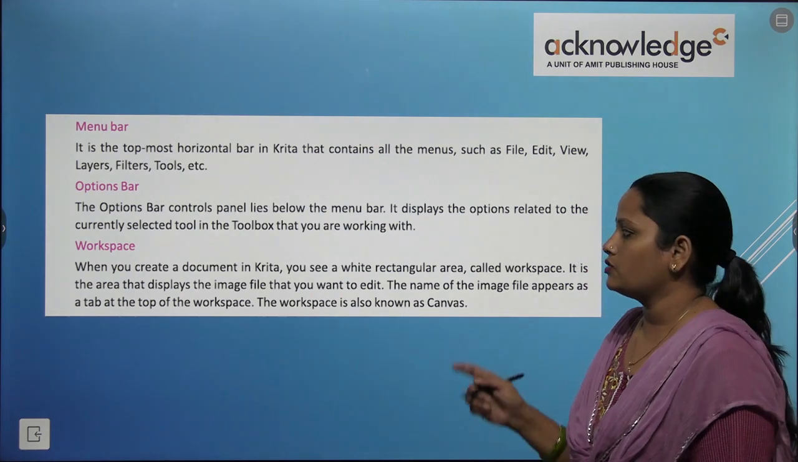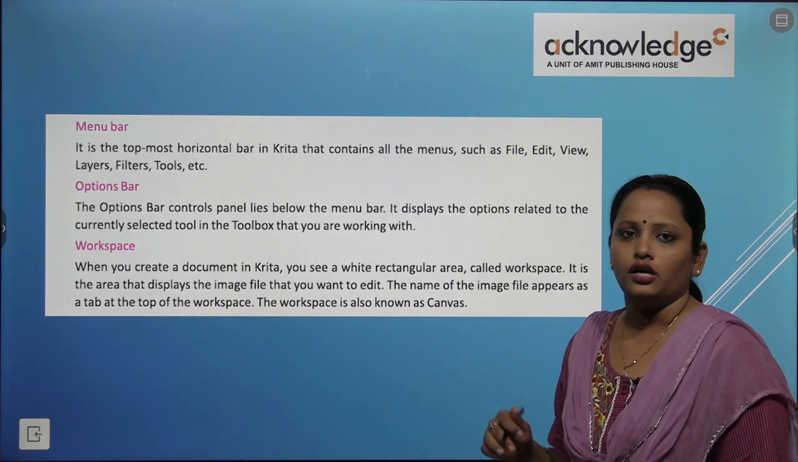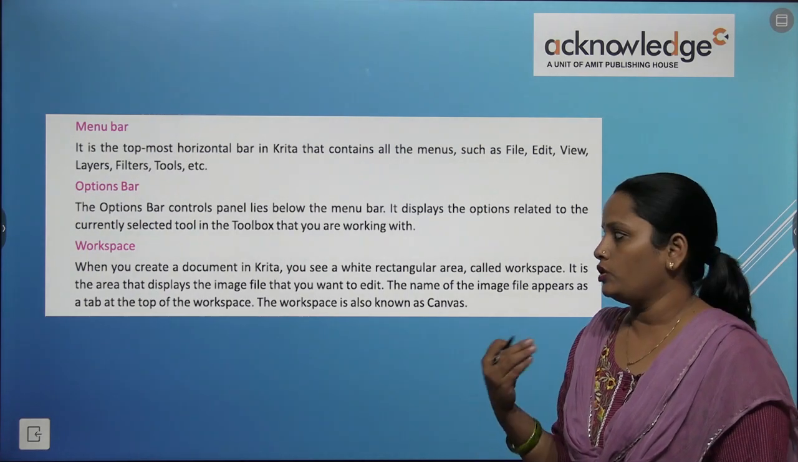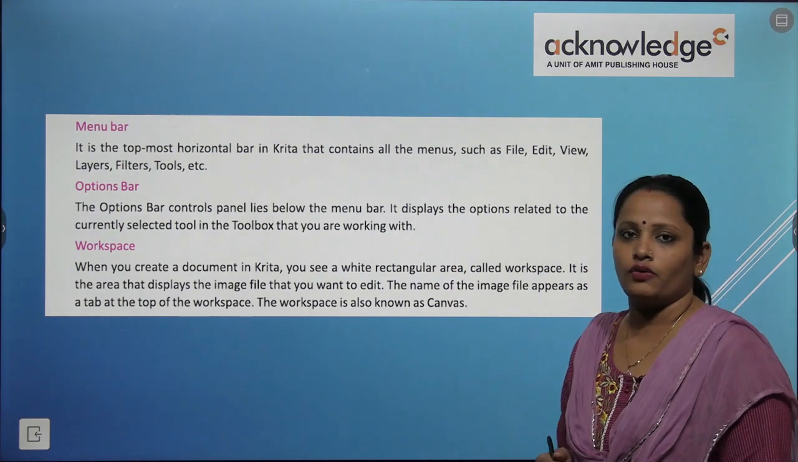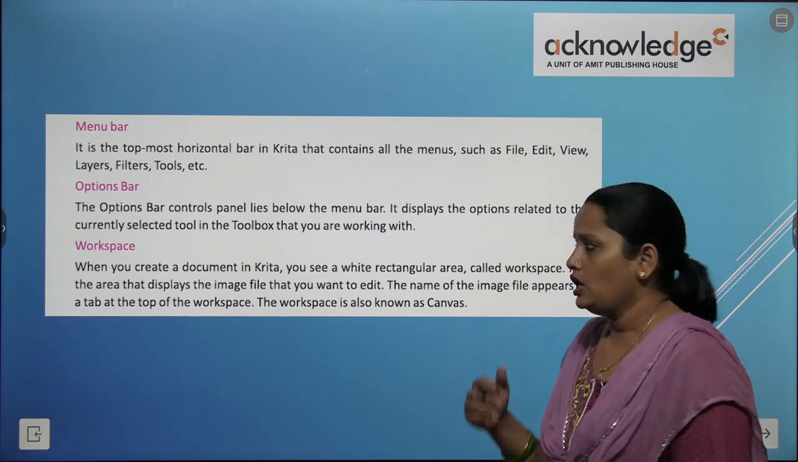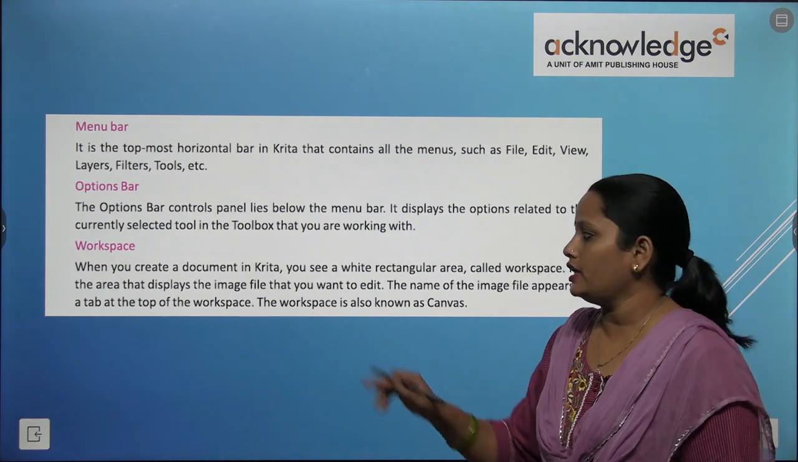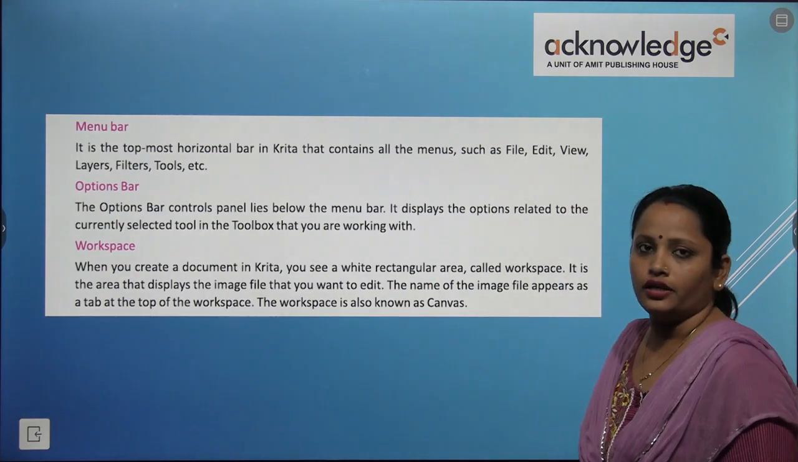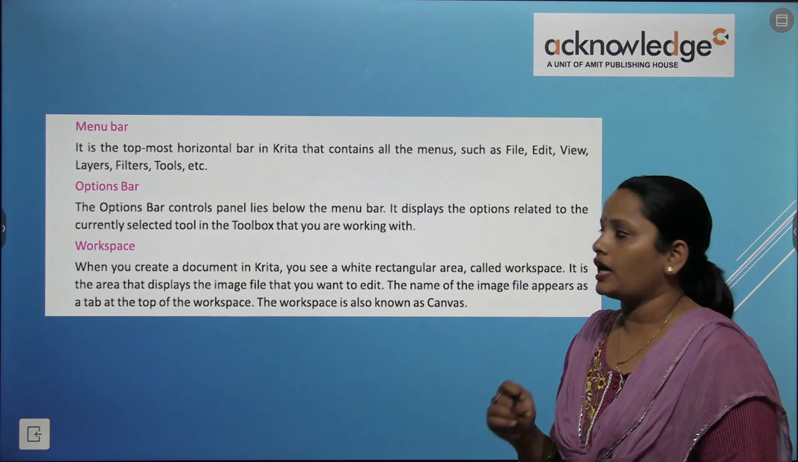Next, workspace. When you create a document in Krita, you see a wide rectangular area. तो जब भी हम कोई भी ड्राइंग या कुछ भी क्रिएट करते हैं वो सब कुछ वाइट रेक्टेंगुलर एरिया में हमें दिखाई देता है. This area is called the workspace. It is the area that displays the image file that you want to edit. सो जो भी फाइल हमें एडिट करनी है वो हमें यहाँ पे वर्कस्पेस में दिखाई दे सकती है.